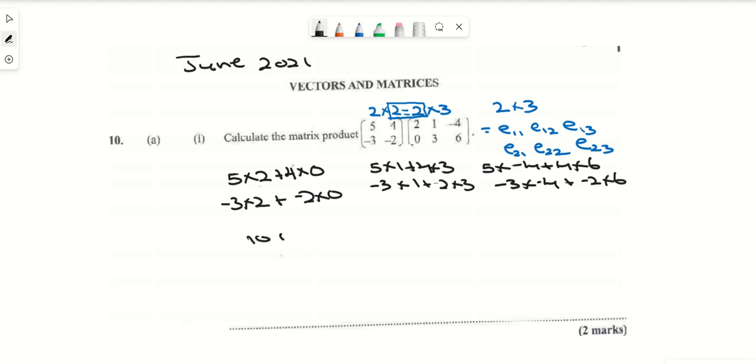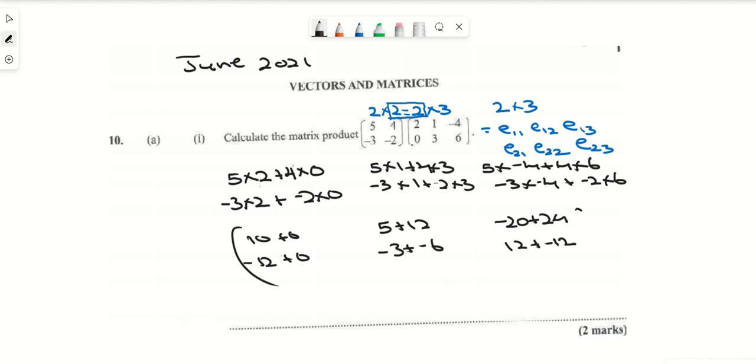5 2s are 10 plus 0. Then 5 plus 12. Then -20 plus 24. Then -12 plus 0. Then -3 by 1 is -3 plus -6. Then +12 plus -12. All right. So now we're going to get 10, 17, 20. -20 plus 24 is 4.